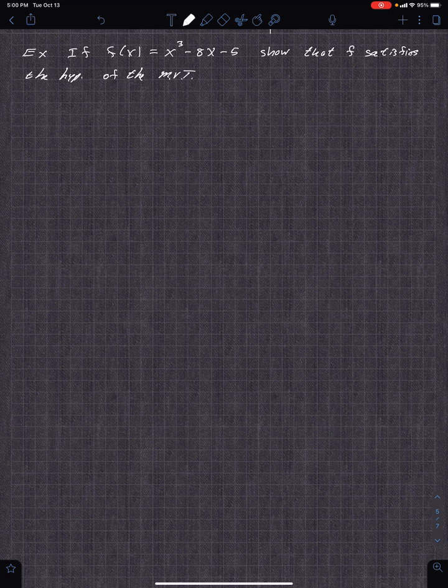The hypothesis of the mean value theorem on [1,4]. So the hypothesis is the existence of c, and then it asks you actually to find c in (1,4) that satisfies the conclusion. So that's not the mean value theorem. It just says that it exists. It doesn't say how to find it. So find c in the open interval that satisfies the conclusion.